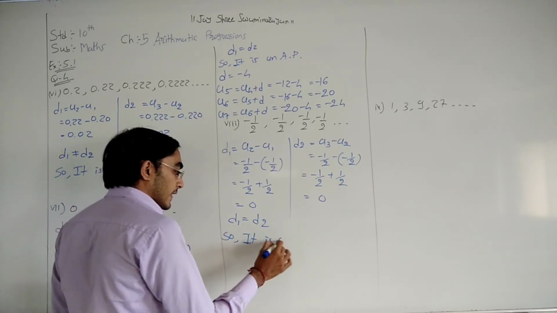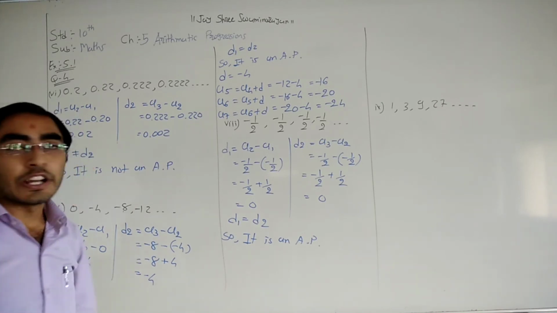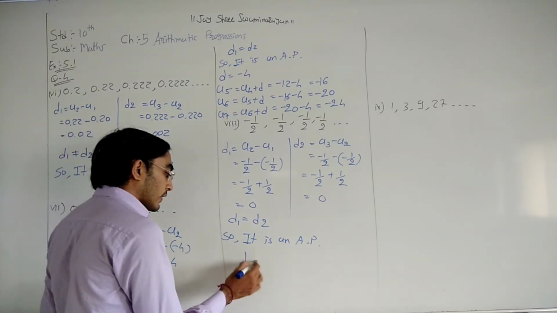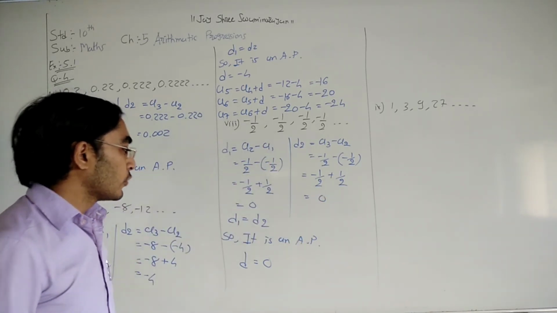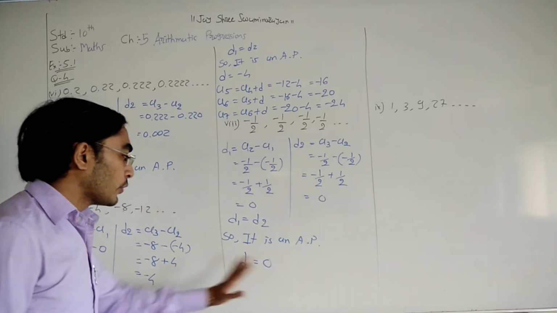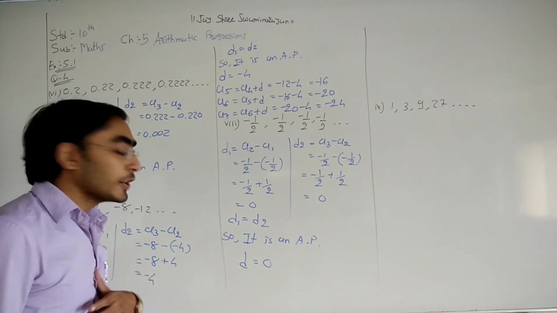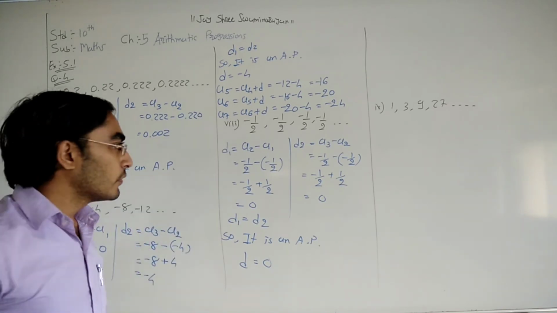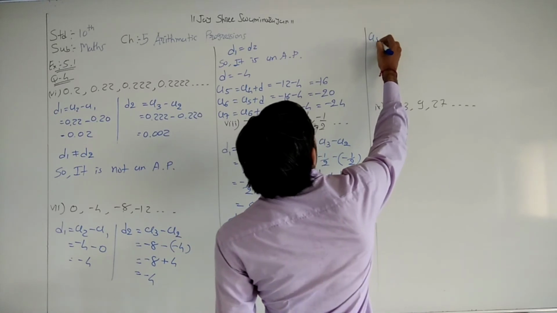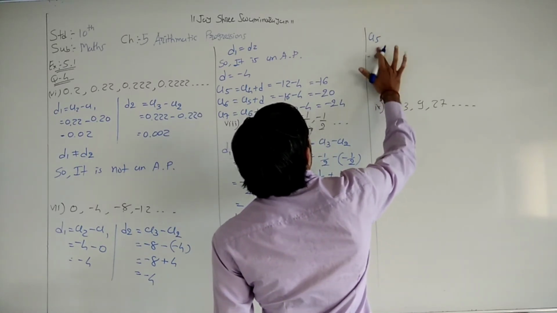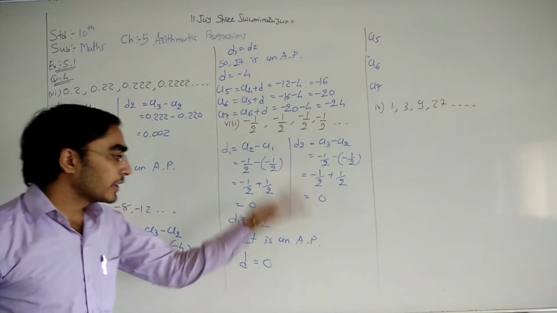So it is an AP, right? So we need to write the common difference D1, it is 0. D1 is equal to D2, so it is an AP, so D is equal to 0. Okay, now we need to write 3 more terms. Here 4 terms are given to you. We need to write 3 more terms, A5, A6 and A7.